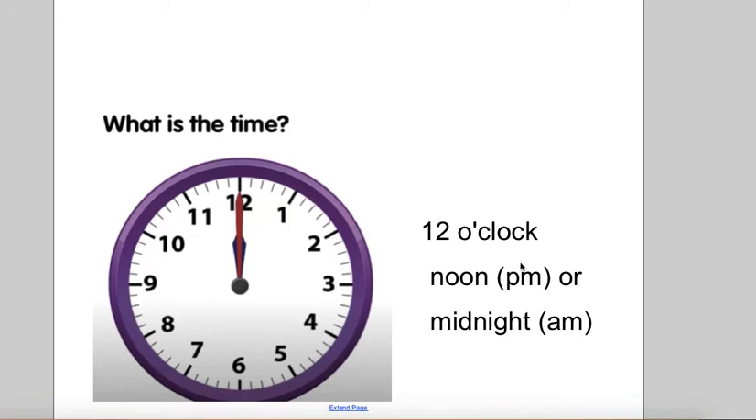So this is now when we have to look at PM versus AM. Noon is usually around lunchtime, which is p.m. in the afternoon, the start of the afternoon. Midnight is the start of the morning hours.